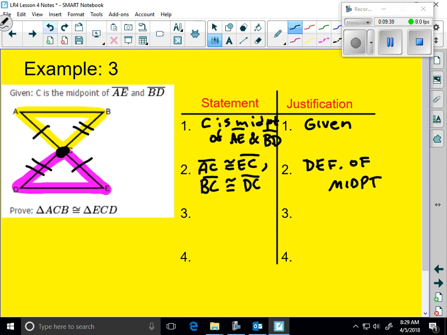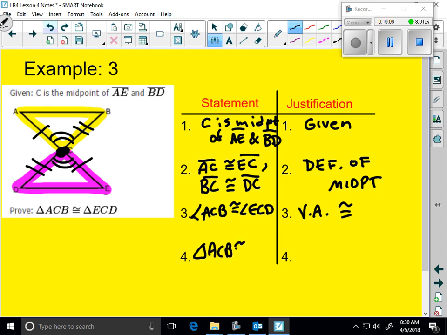We need one more thing. We got two sides. Can we say that AB is congruent to DE? No, we can't. We don't have enough information for that, but we do know this. What kind of angles are those? Yeah, they're vertical angles. So angle ACB is congruent to angle ECD. Vertical angles are congruent. Therefore, we're almost done.